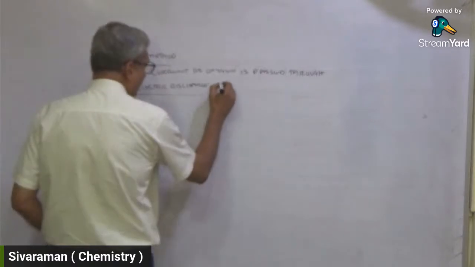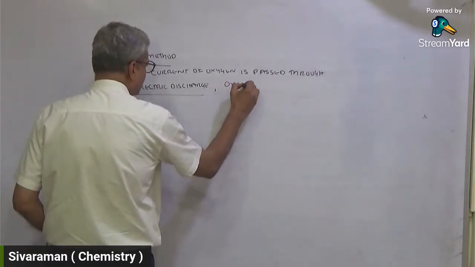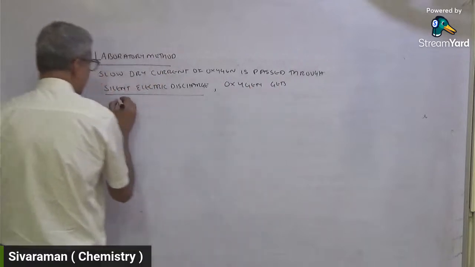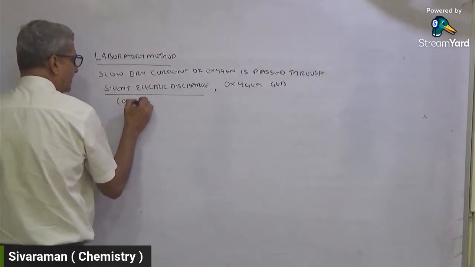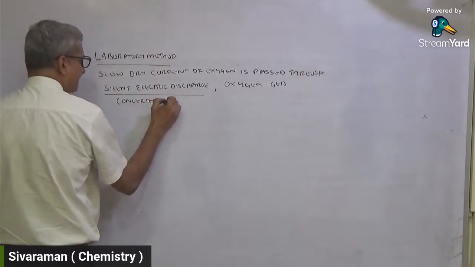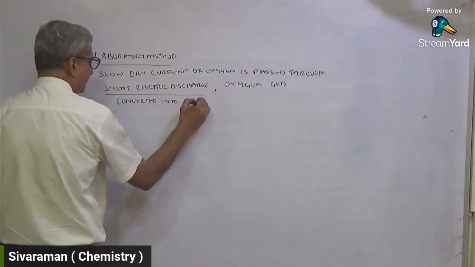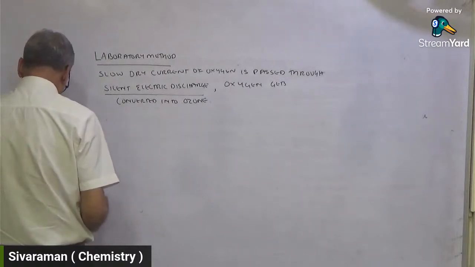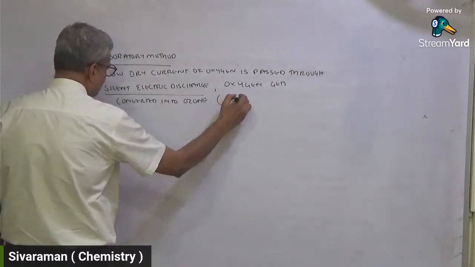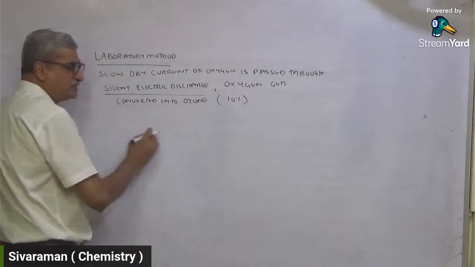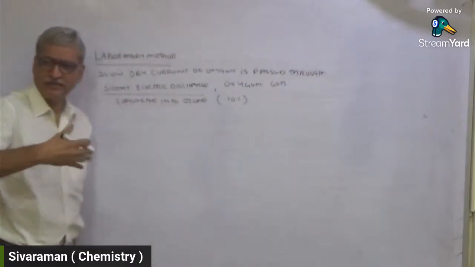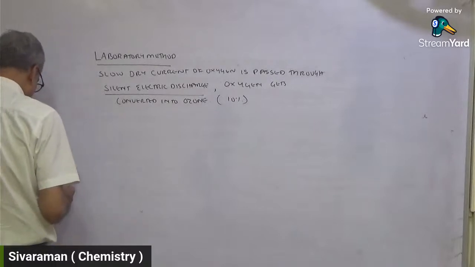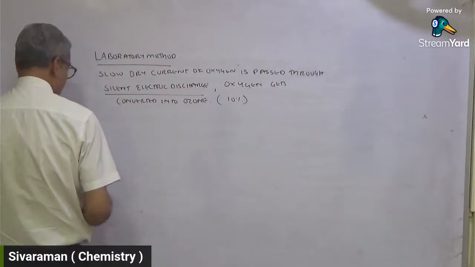Here oxygen gets converted into ozone. And remember, it's about 10%. So you have a series of such ozonizers to increase the concentration. Is this clear? Then, what is the reaction?